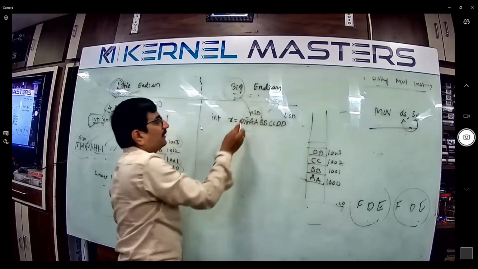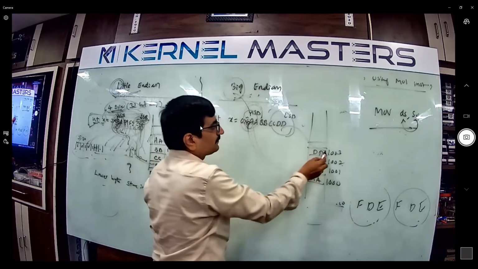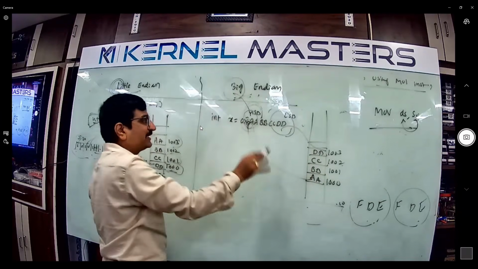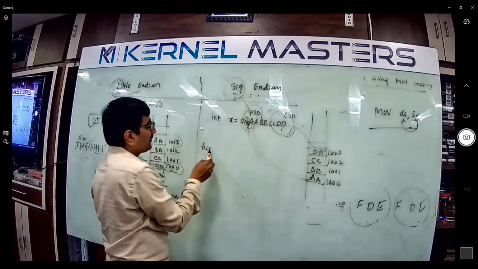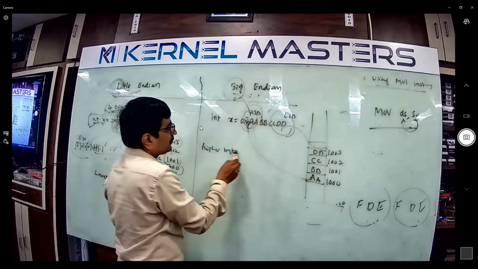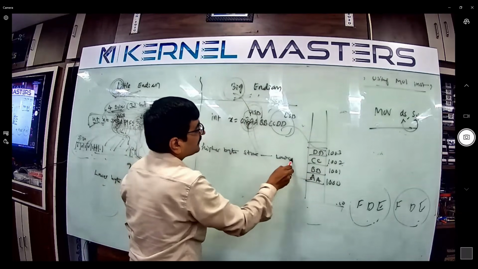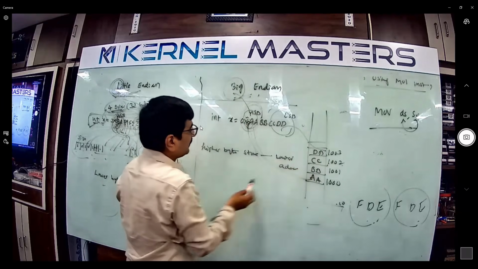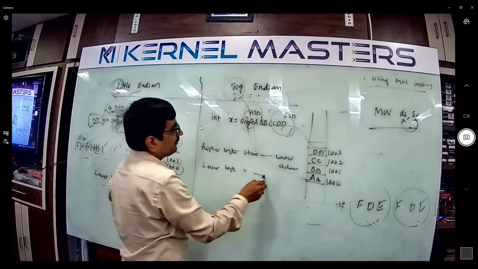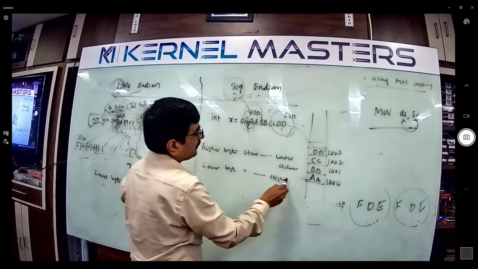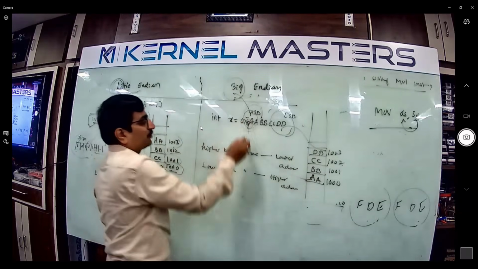So what is the meaning of Big Endian? The higher byte is stored at the lower address, and the lower byte is stored at the higher address. This is the actual definition. Whenever you want to tell the definition of Big Endian, the higher byte is stored at the lower address. The address is what is important here.